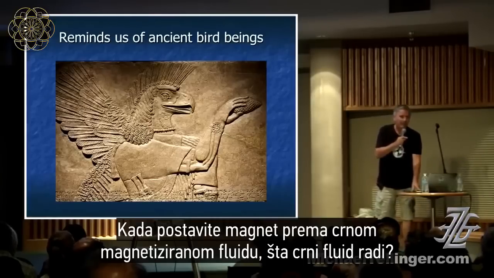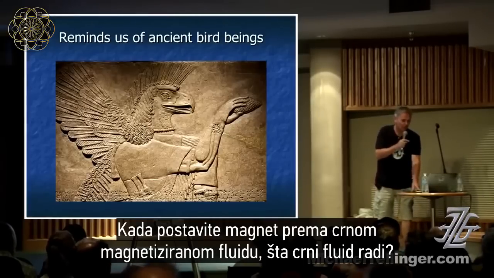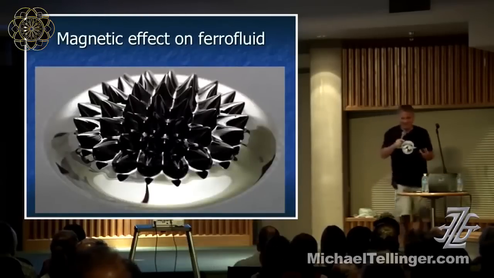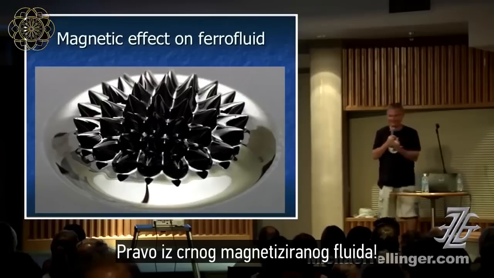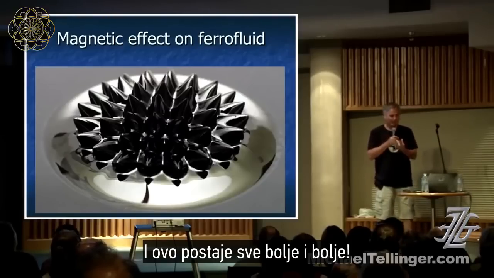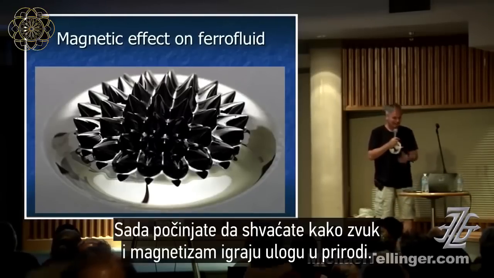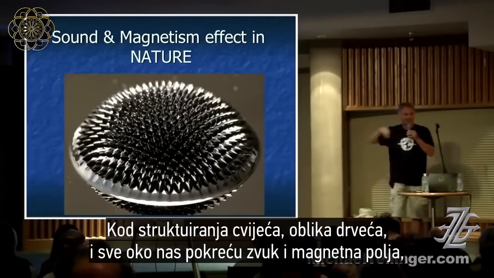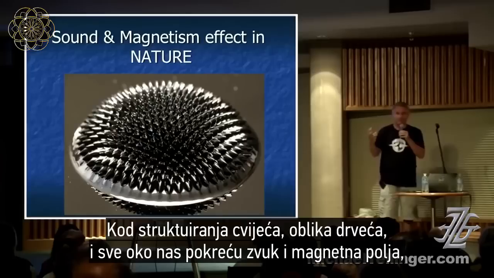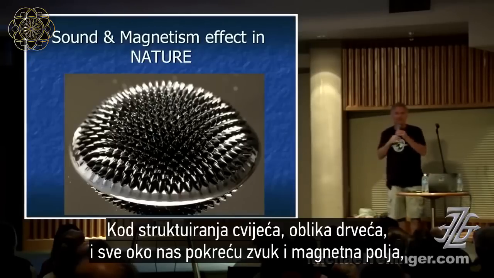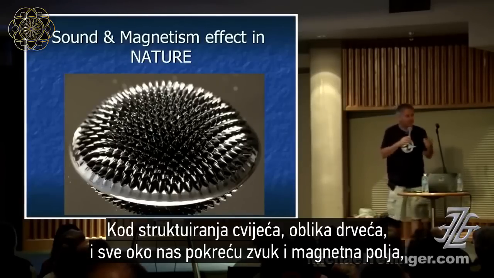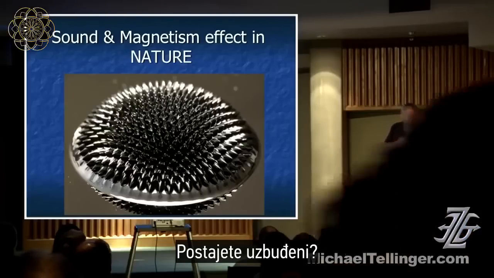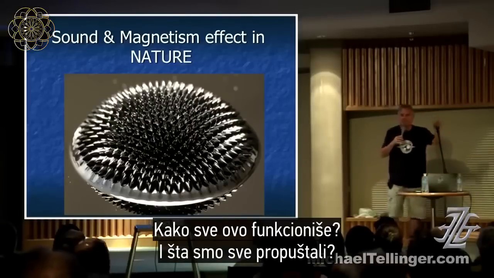And when you bring a magnet towards a ferrofluid, what does the ferrofluid do? It forms beautiful cones that stick right out of the ferrofluid. And this stuff just gets better and better. Now you start seeing how sound and magnetism play a role in nature, in structuring the flowers and the shapes of trees, and everything around us is driven by sound and the magnetic fields that actually create the shapes around us. Are you guys getting excited yet about how this stuff works and what we've been missing?